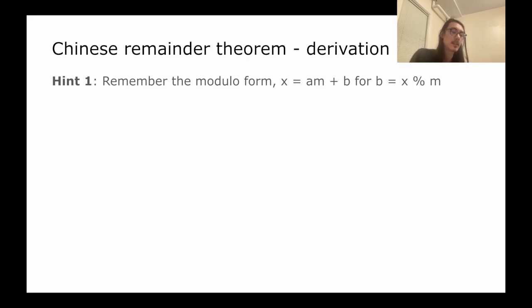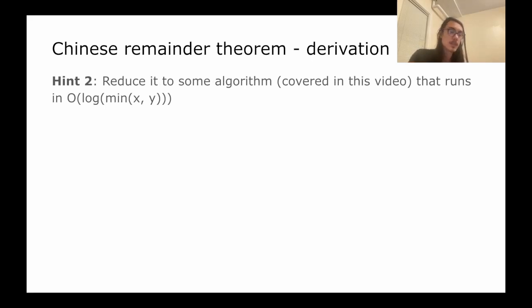Second hint coming in 3, 2, 1. Now, what you're trying to do is reduce it to an algorithm which I have covered in this video. So look through the video and see what algorithms you can find that run in log of min of x and y. The reason it's the minimum is that you can just take the smaller one and run it on that, so it only depends on one of the variables. Note that it is an algorithm and not a formula, because I don't think there's a formula that will directly give you the answer in O of 1.